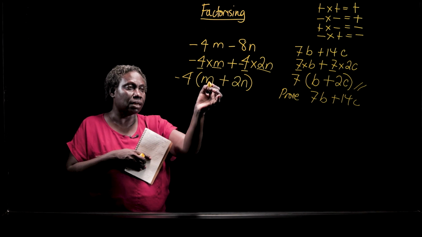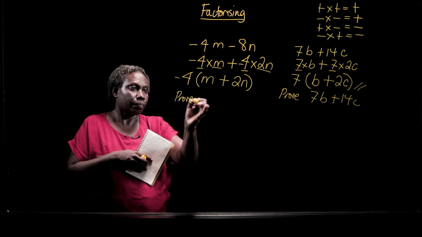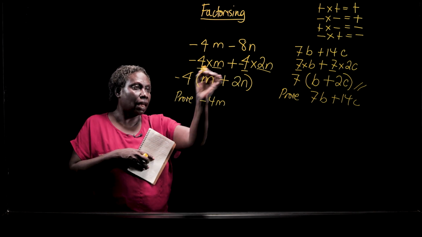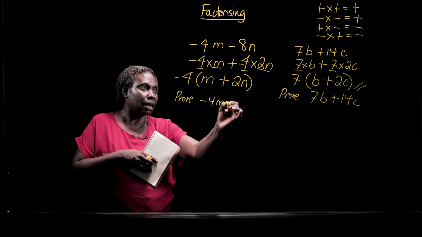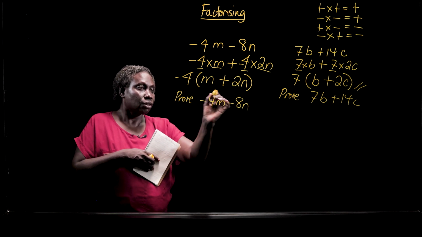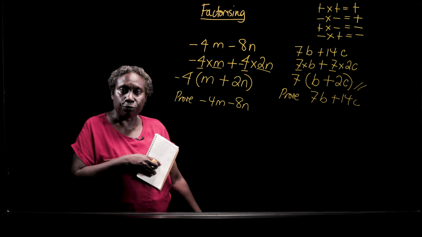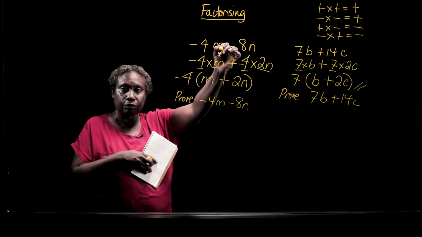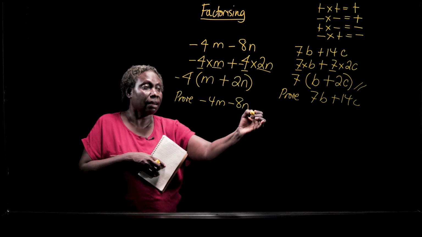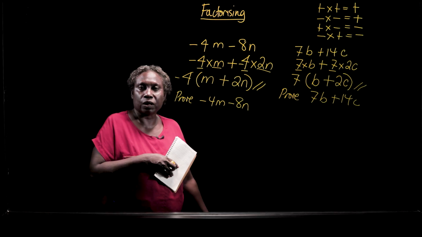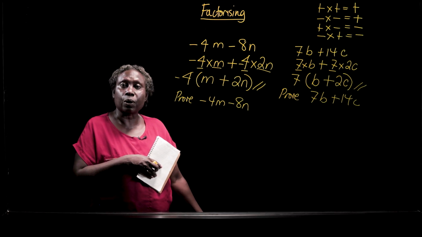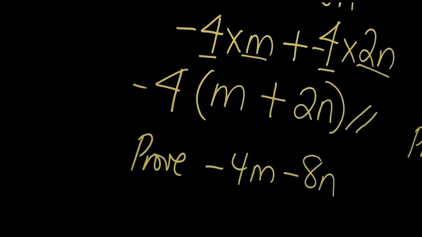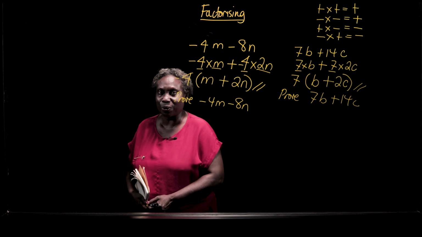Negative 4 times m gives us negative 4m. Negative 4 times positive 2n gives us negative 8n. So, when we expand negative 4 times m plus 2n, it gives us negative 4m minus 8n. Therefore, negative 4 times m plus 2n is the correct factorized form of negative 4m minus 8n. Okay, let's look at example 3.